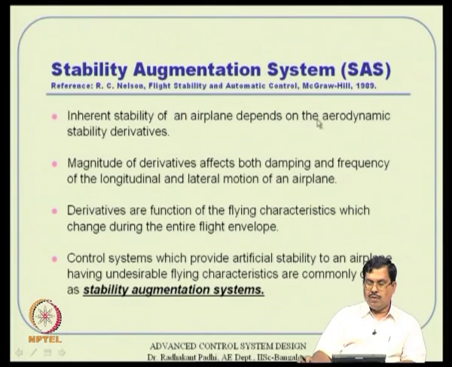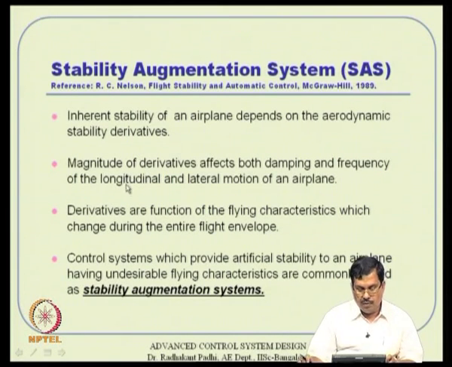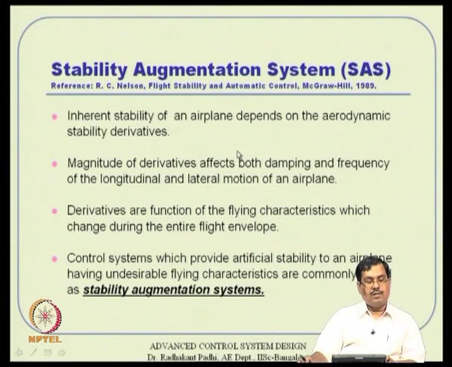Inherent stability of an airplane depends on aerodynamic stability derivatives, which you do not have too much control over anyway. The magnitude of the derivatives affects both damping and frequency of both longitudinal and lateral motion. Also remember the derivatives are functions of flying characteristics, which change during the entire flight; they do not remain constant. Aerodynamic coefficients are typically functions of Mach number, dynamic pressure, alpha and things like that, so they keep on changing anyway.